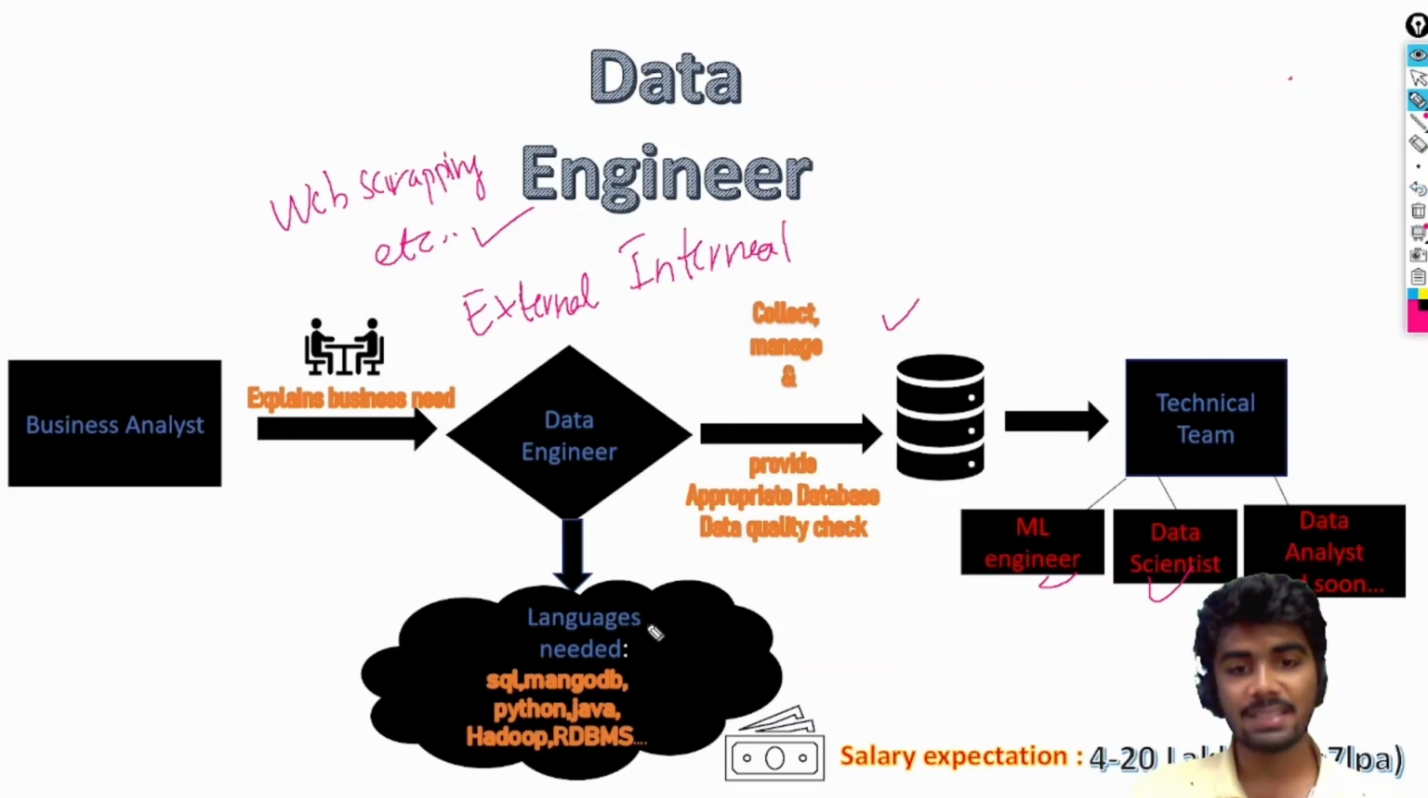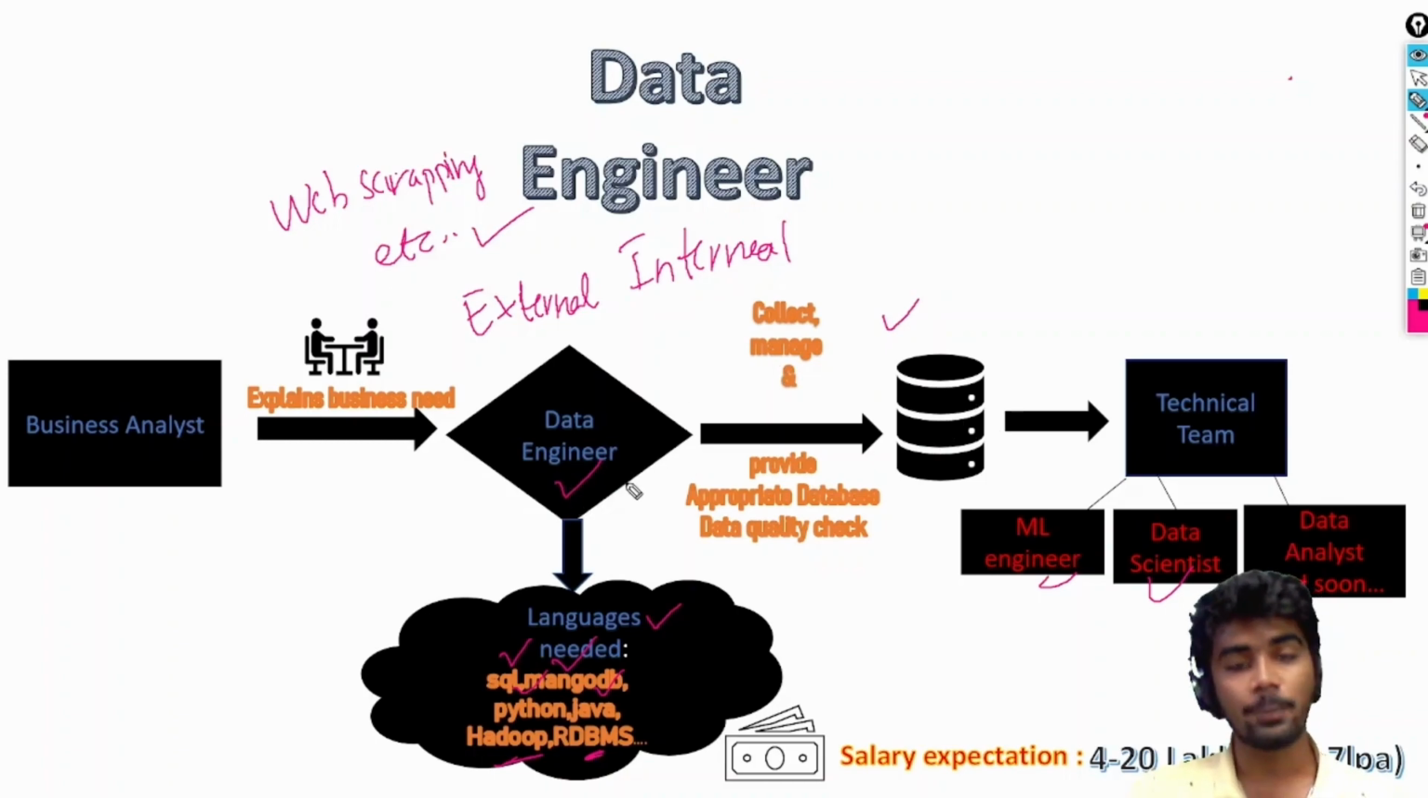He should have some programming language skills based on the company requirements. Most of the time he should have some command of SQL, MongoDB, Python and Java. He should have command of Hadoop and relational database management systems, etc. This is one of the important roles when you observe the pipeline of data science, because the data collected by the data engineer is pretty important for the model to operate.